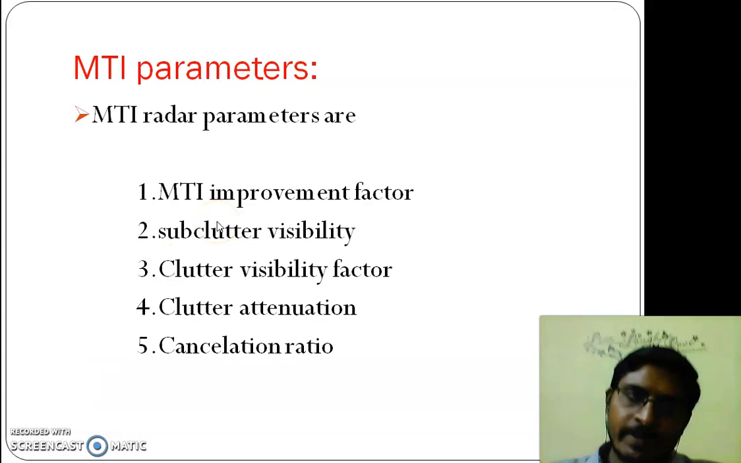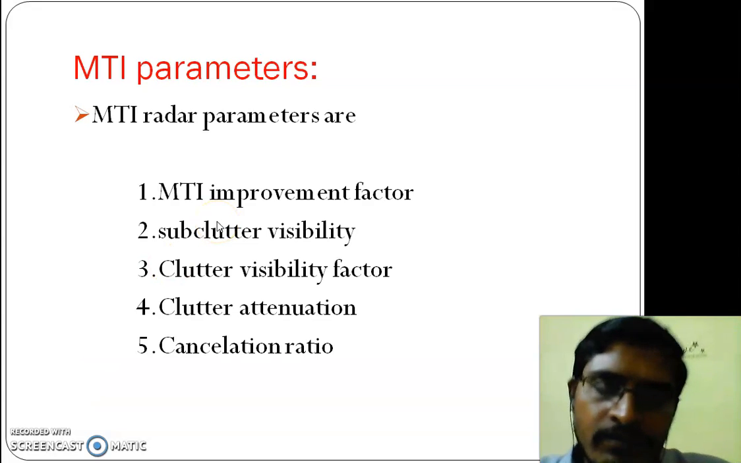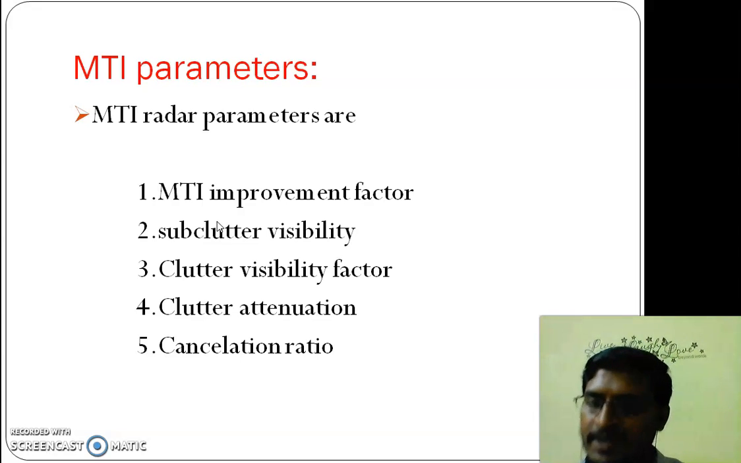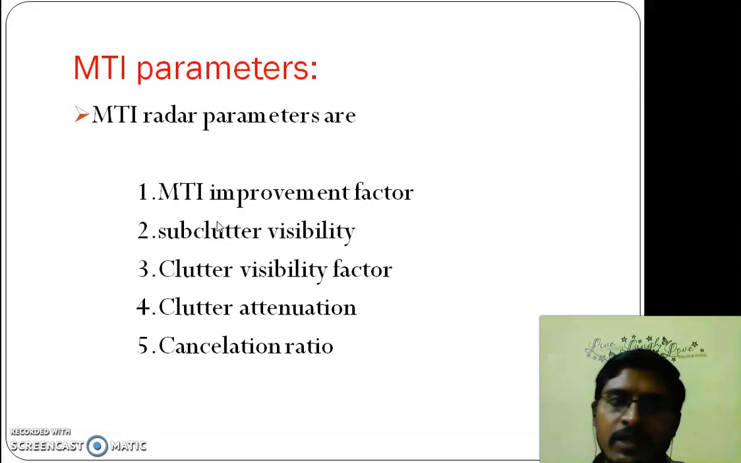MTI radar parameters. These are used to estimate the performance of MTI radar. These are MTI improvement factor, subclutter visibility, clutter visibility factor, clutter attenuation, cancellation ratio. I will explain this.